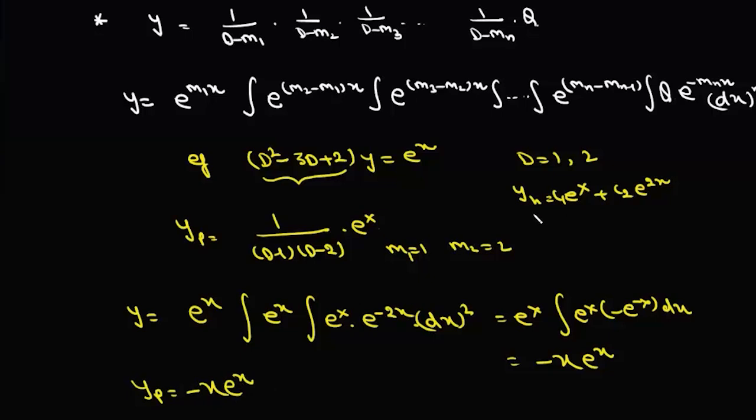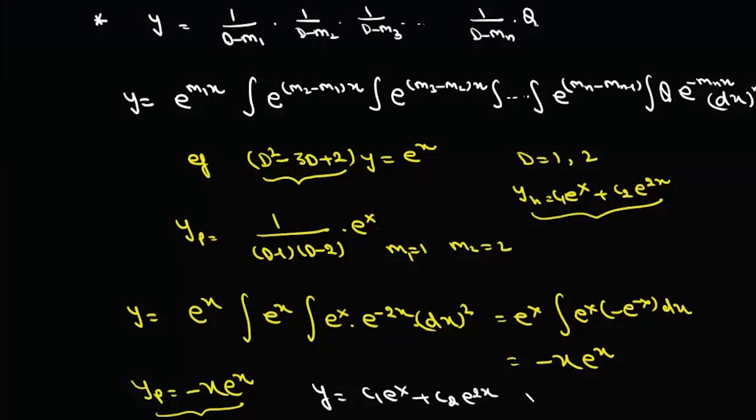So we have yh and we also have yp. So we can write its solution as c1 e to the power x plus c2 e to the power 2x minus x into e to the power x.